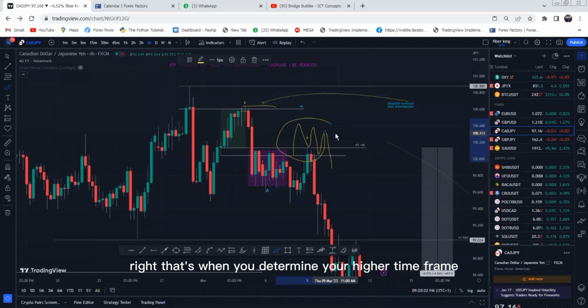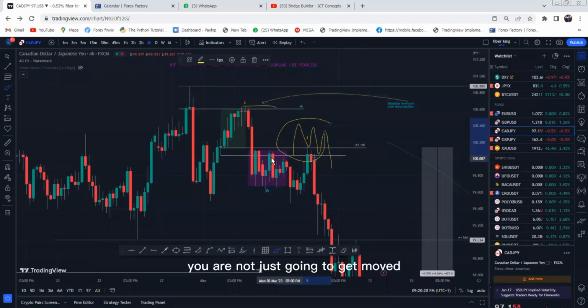That's when you determine your IFM on a higher time frame. You need patience. Okay, you need patience. You are not just going to get moved with what price is doing here and so on.